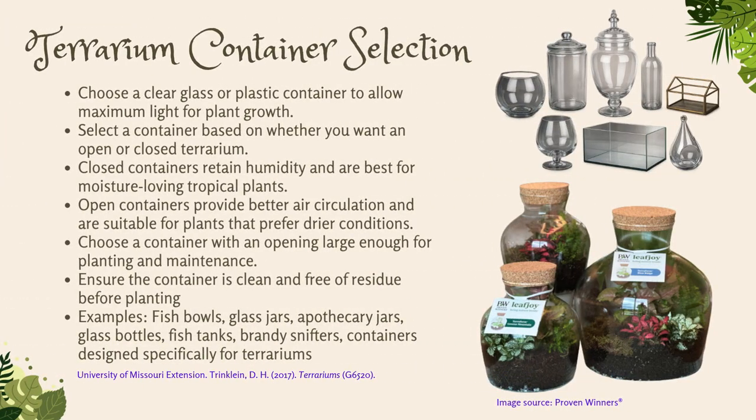Choosing the right container is essential because it creates the environment the plants will live in. Terrariums are usually made from clear glass so light can easily reach the plants while allowing the garden to be viewed from every angle. Closed containers are best for tropical plants that thrive in high humidity, while open containers are better suited for plants that prefer drier conditions or increased air circulation, like succulents or cactus.